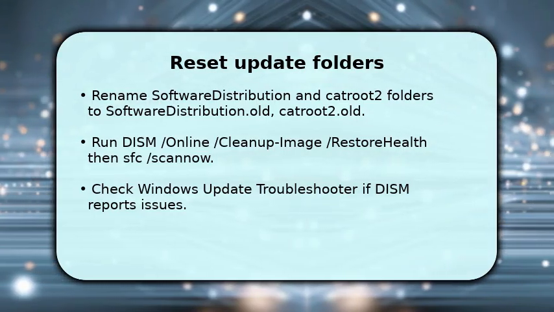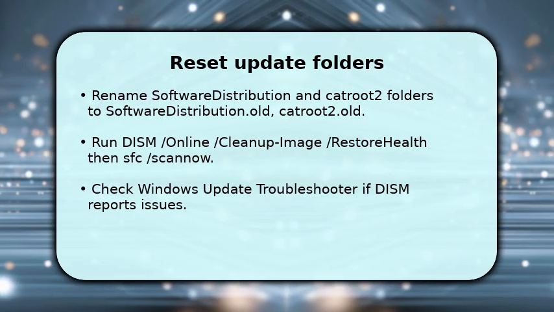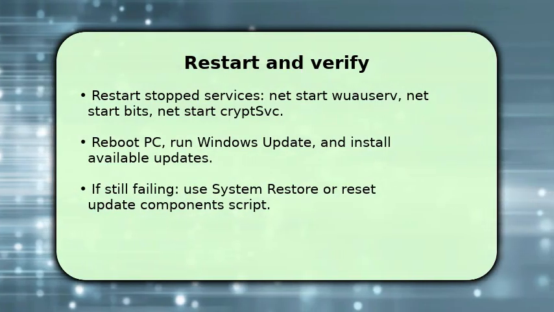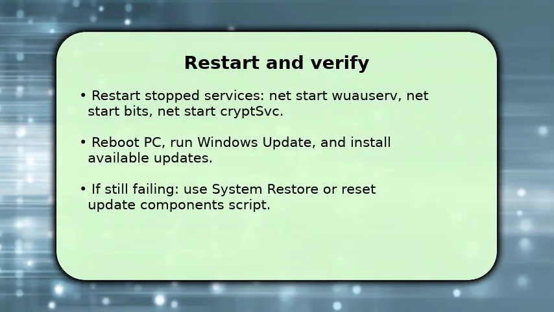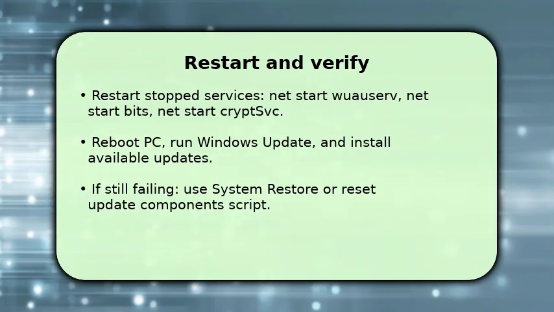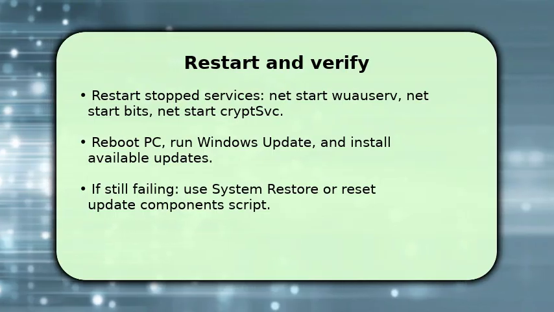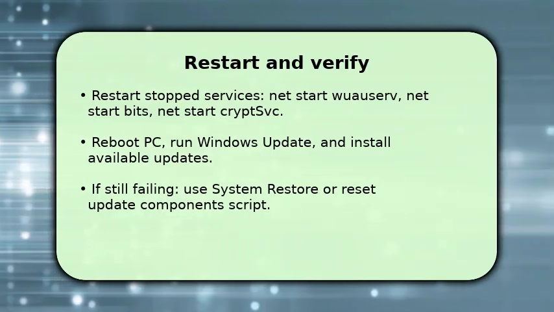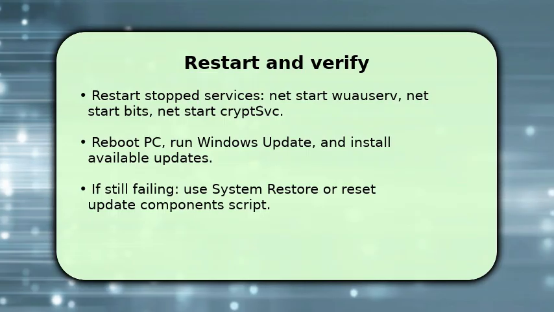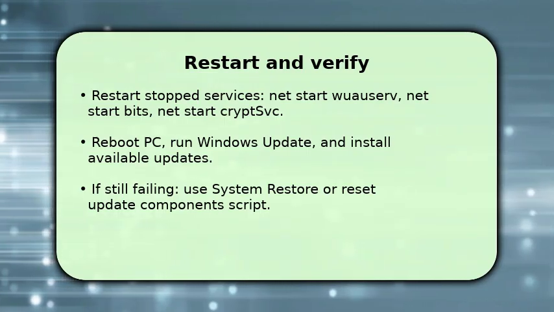You finish by bringing services back and testing updates to confirm the error is gone. Start the services with net start wuauserv, net start bits, and net start cryptsvc, then reboot the PC to clear locks. After restart, open Settings, Update and Security, and check for updates. Install them and monitor for errors.